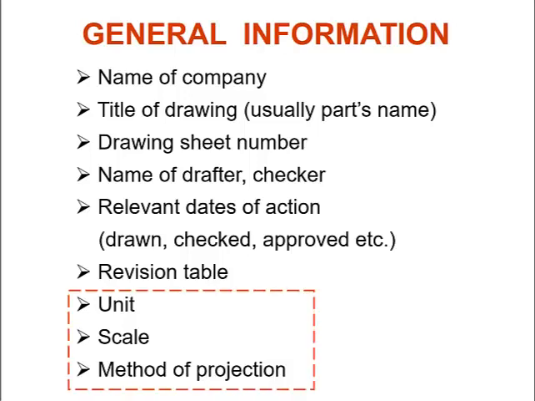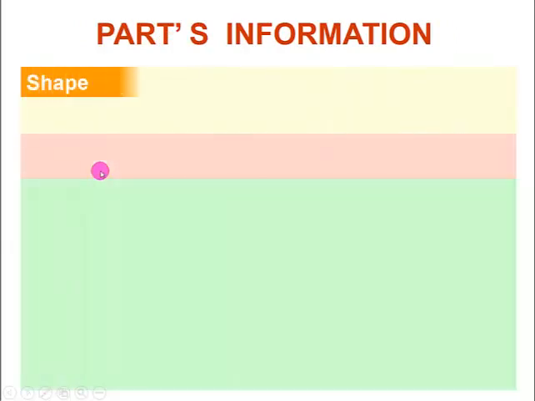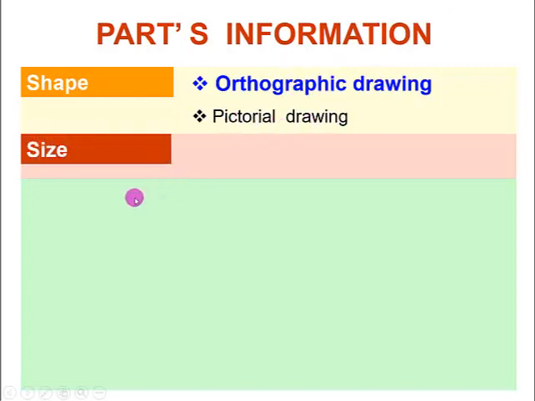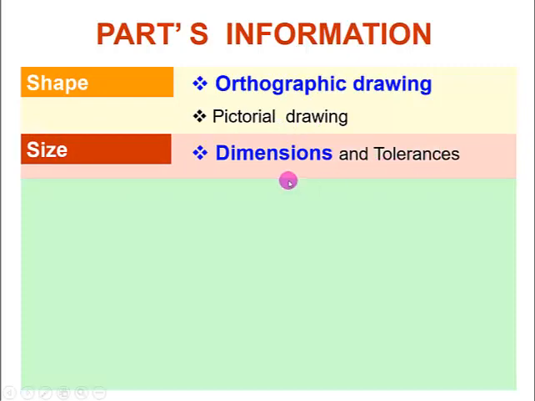I think these three are the most important ones that you must put in your drawing. Okay. So for parts information, you need to say the shape, what it looks like, by using your orthographic drawing or pictorial drawing, so 2 dimensions or 3 dimensions. And for the size, you need dimensions and tolerance. But in this course, I just need you to have dimensions only, not tolerances yet.